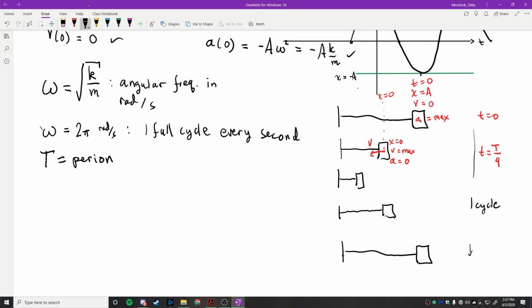And the period, we've used this before, I believe. We talked about orbits. The period for an orbit was the time for one orbit. The period for this is the time for 1 cycle.